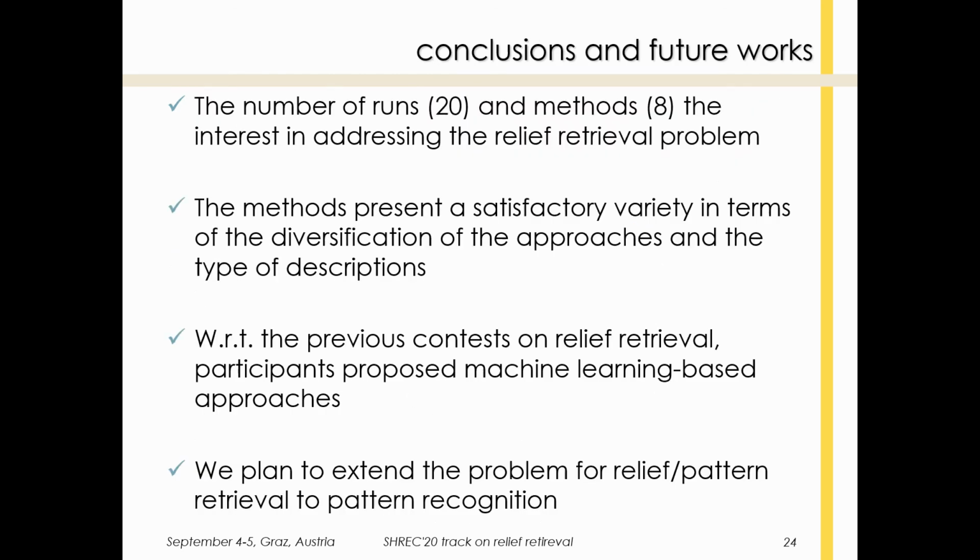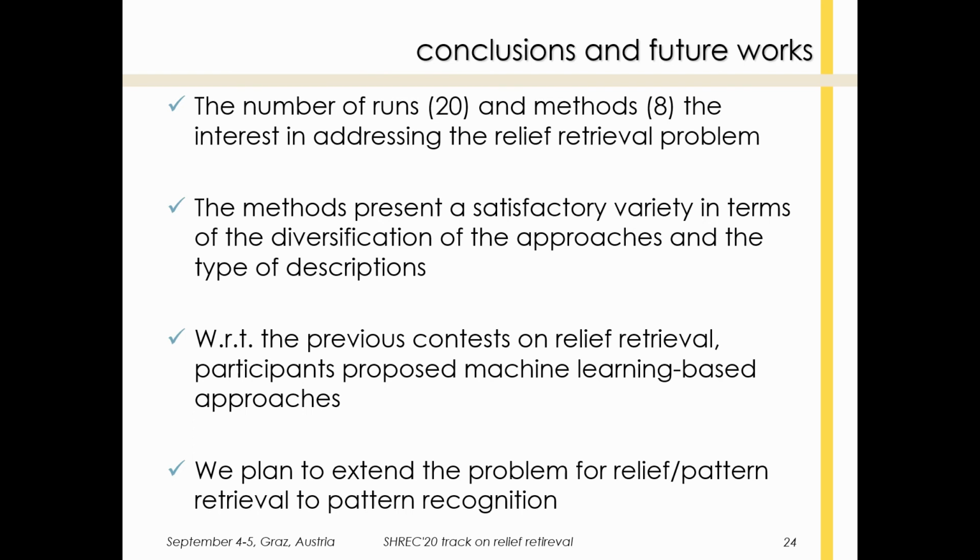Our final thoughts on this contest are the following. First, we saw great interest in this task based on the number of runs submitted and the number of participants. Moreover, we saw a satisfactory variety of approaches to the problem, most of them with good performances. Moreover, in previous years, my co-authors and I organized other contests based on the relief retrieval task, and this is the first year in which participants proposed methods with machine learning approaches. For the future, it could be interesting to create bigger and more complex datasets that can better fit this kind of methods.